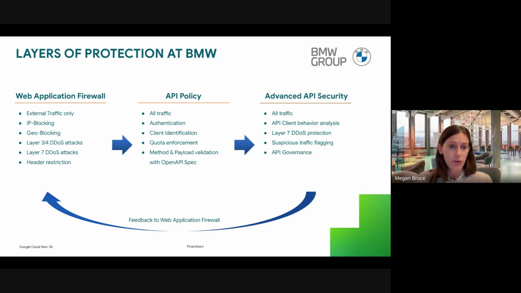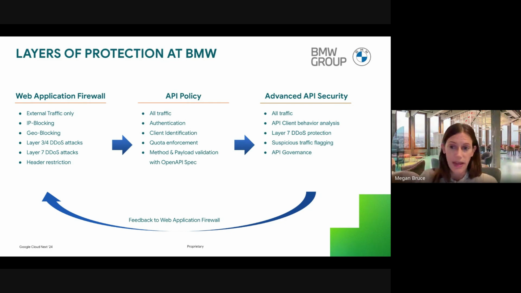And so BMW has a setup where they have a web application firewall, and that's their first layer of defense. And you can see here what they see the value of that firewall is providing. Then in the middle there, they have their API policies that they've configured in Apigee. And then finally, they have Advanced API Security on top of that, which is analyzing all their traffic coming through Apigee and making sure that if there are any anomalies, those are being surfaced and blocked or flagged.